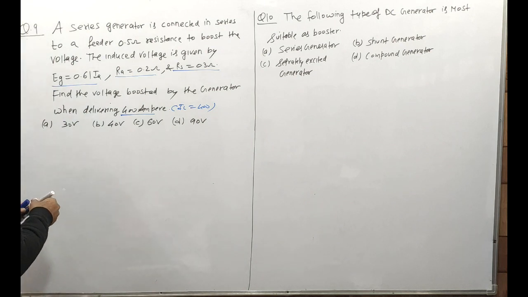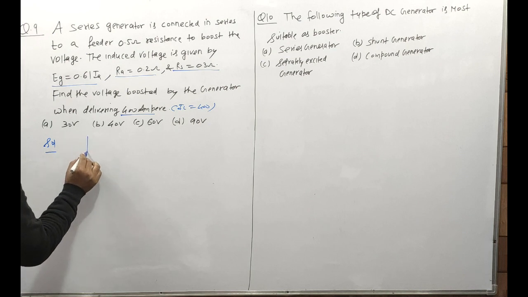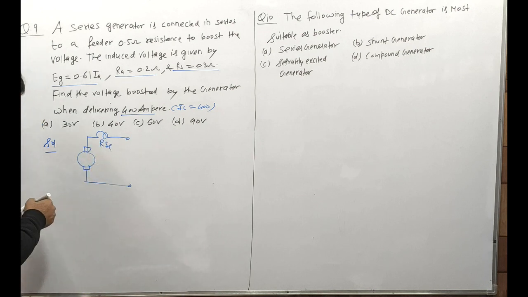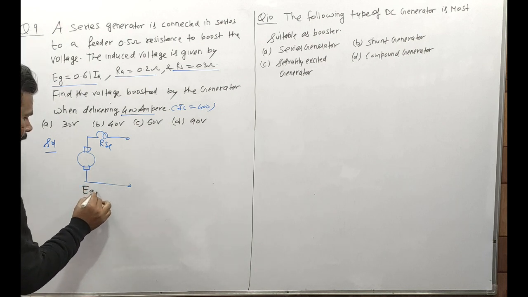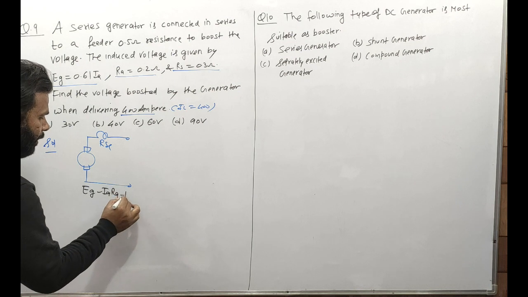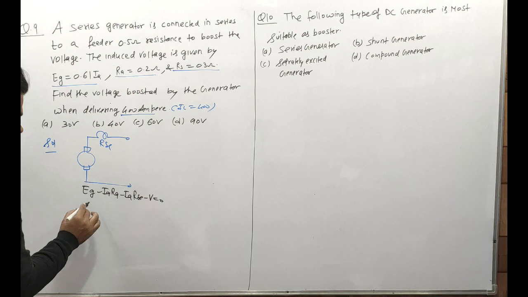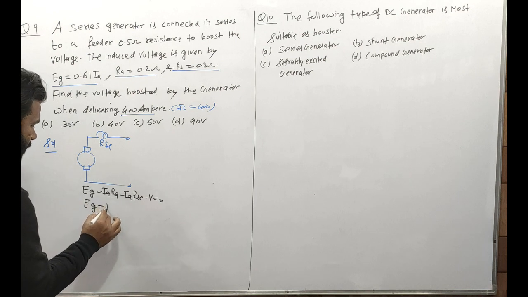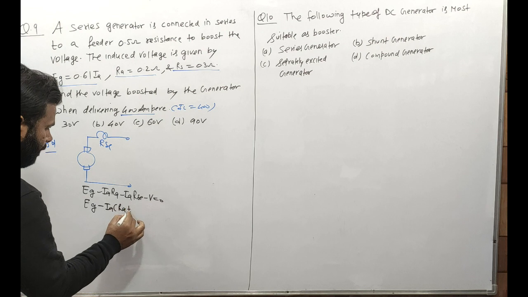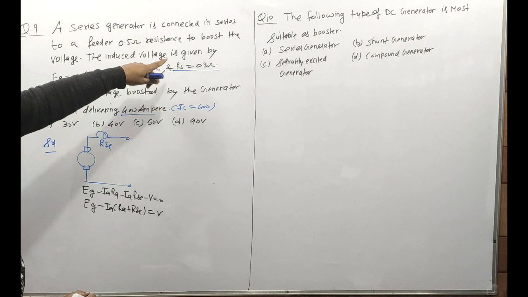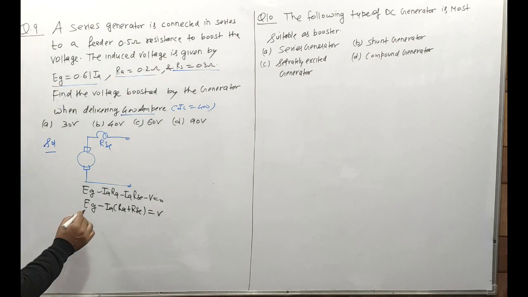Now solve करते हैं. Now in case of series generator, the equation is this. This is your series generator. So it is RSC. Now if you apply the KVL, then we have EG minus IA RA minus IA RSE minus V equals to 0. So EG minus IA (RA plus RSC) equals to V. Is it okay? Now EG is how much, that is given to you, 0.61 IA.